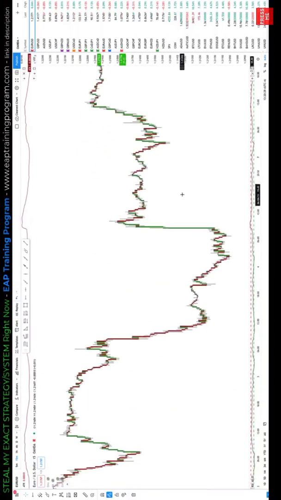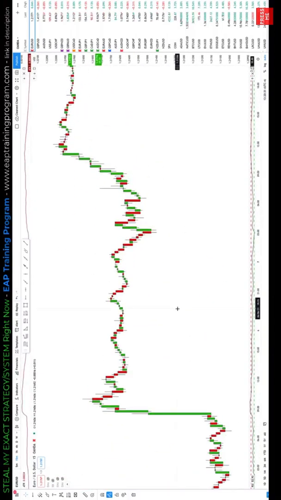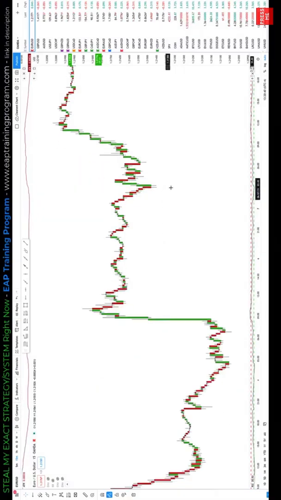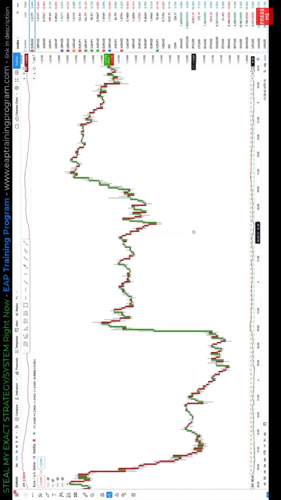In terms of minor swing levels, it would be everything you see in between. So this would be considered a minor swing level. This, minor swing level, minor swing level, minor swing level. In terms of a trending market, we do not pay attention to those. We do not use those for anything.